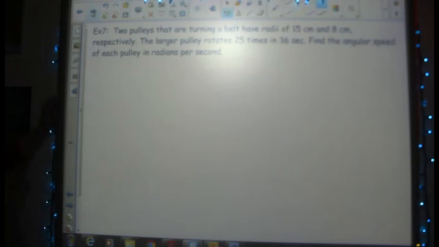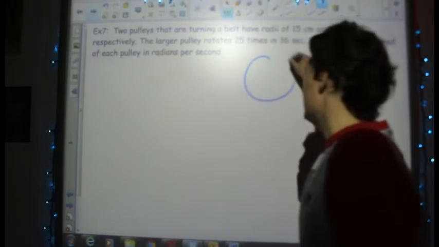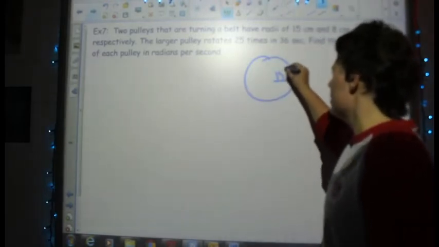Two pulleys that are turning a belt have radii, that's the plural of radius, 15 centimeters and 8 centimeters, respectively. The larger pulley rotates 25 times in 36 seconds. Find the angular speed of each pulley in radians per second. All right, number 1 thing is always draw a picture if you can. So you've got a big pulley with a radius of 15 centimeters.